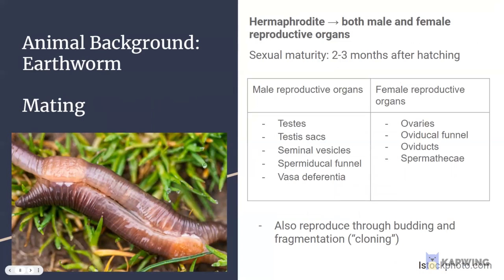Earthworms are hermaphrodites, which means that they have both male and female reproductive organs. They reach sexual maturity 2 to 3 months after hatching.